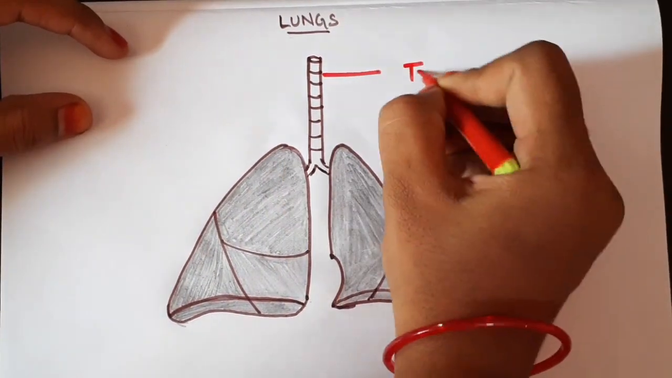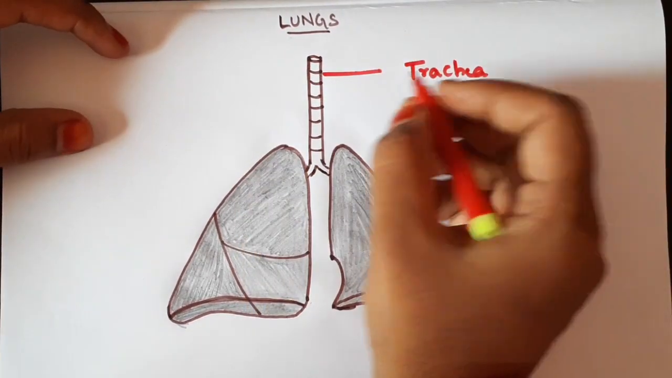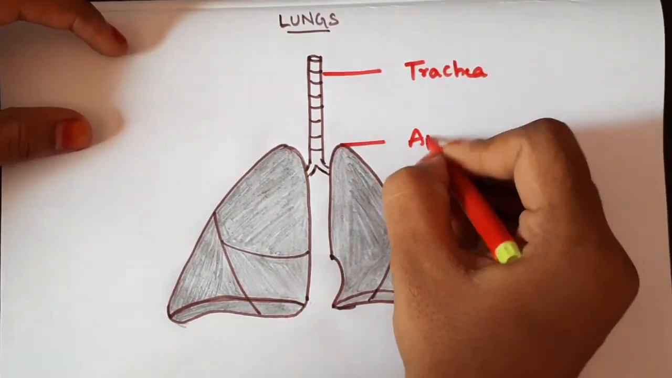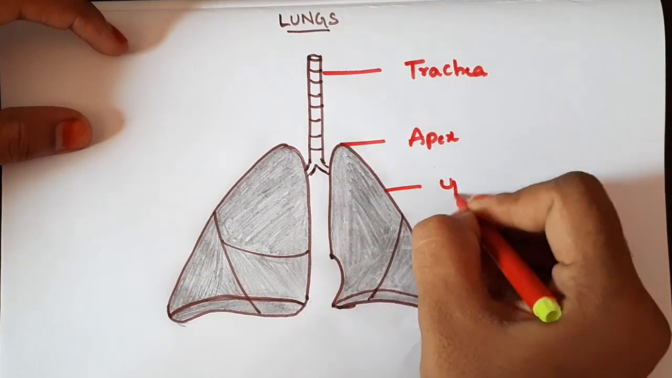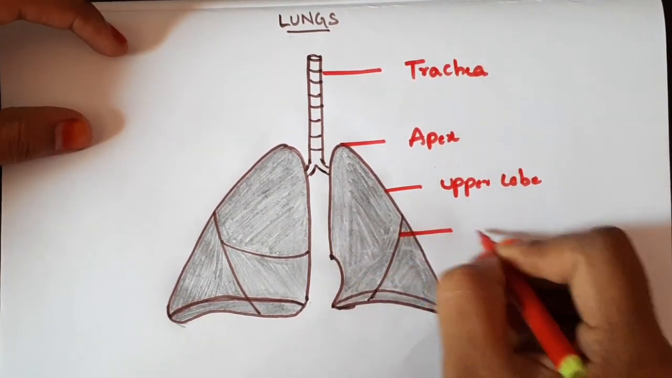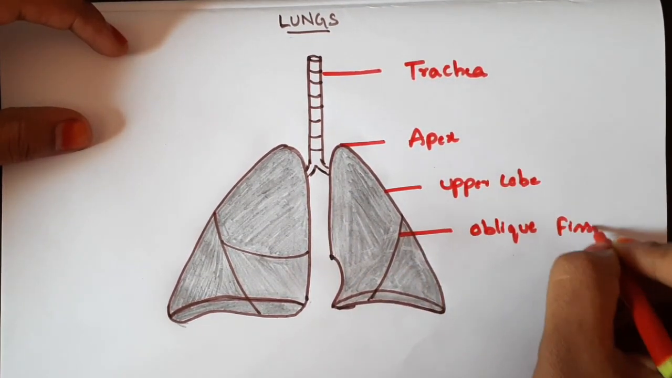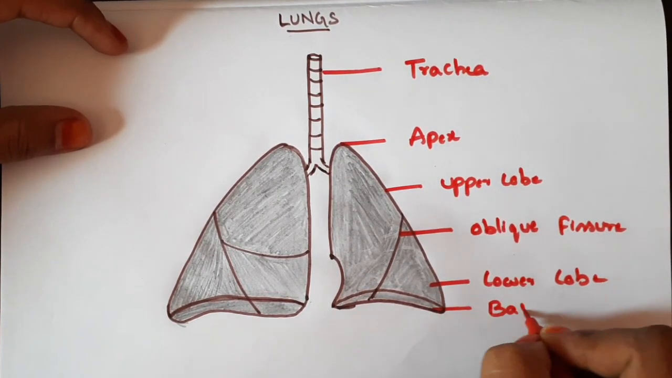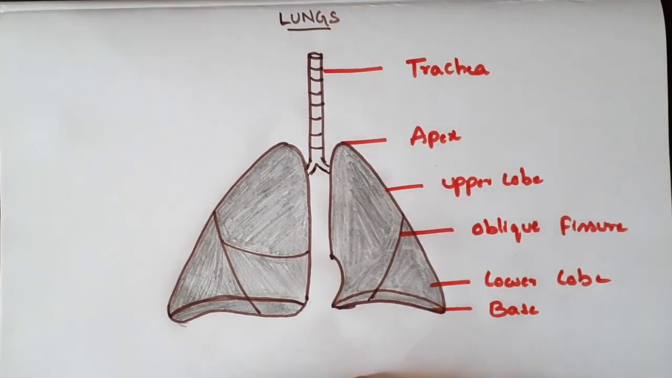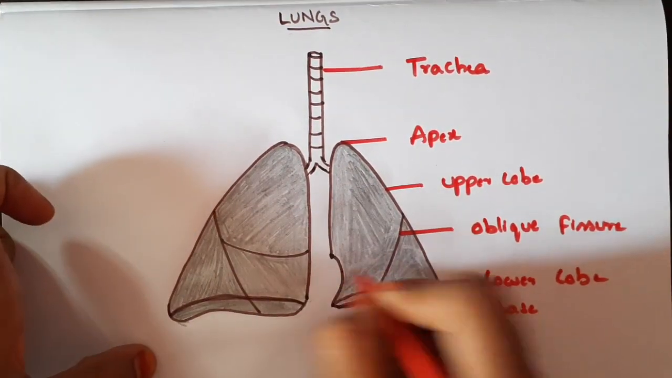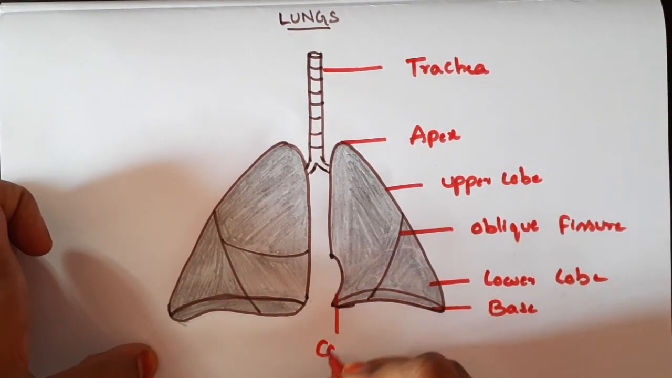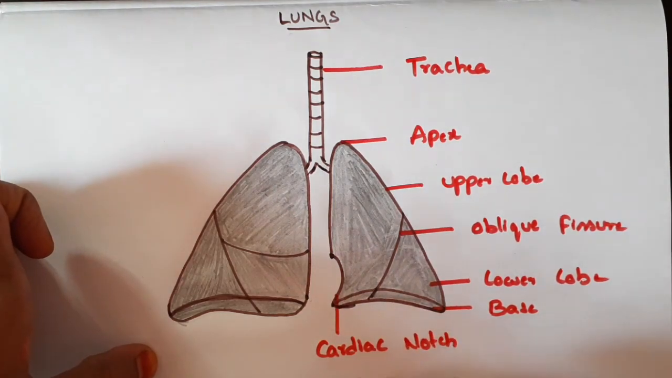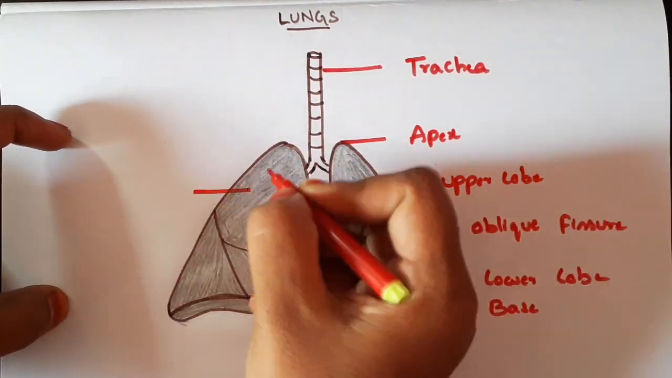This is the trachea. And this is the apex. This is the upper lobe, oblique fissure. This is the lower lobe. This is the base. So this is the cardiac notch. The tail-like projection beneath the cardiac notch is lingula.